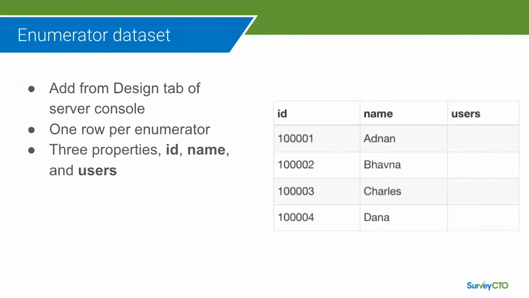An enumerator dataset has 3 properties, the first 2 of which are required. The ID is the unique identifier of the enumerator, and the name is the friendly name of the enumerator, usually their real name. The third property, users, is optional. It contains a list of usernames who will be able to view that enumerator. Let's take a look at an example.